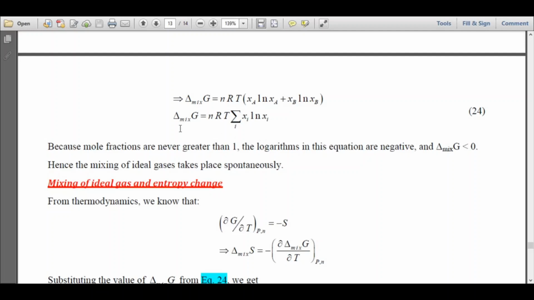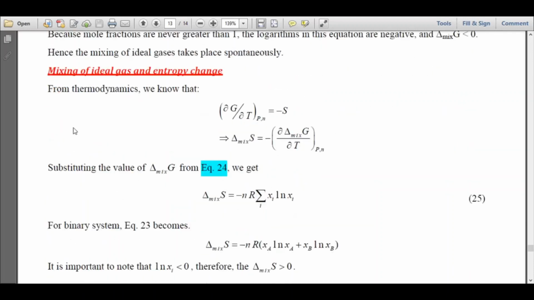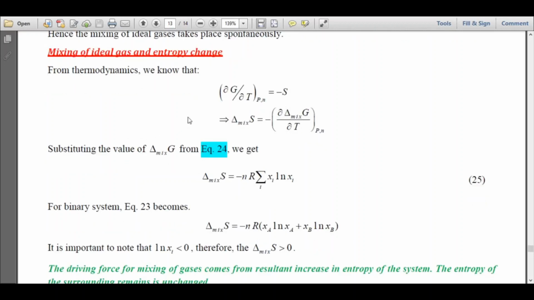That says that the mixing process is associated with a decrease in free energy. Again, that hints that the process is spontaneous in nature. Now we'll study the mixing of ideal gas in terms of entropy change. There is a relation which we discussed in the last class, relating entropy and free energy: partial derivative of free energy with respect to temperature at constant pressure and number of moles is equal to minus entropy. If I take finite change, I can write delta S mix is equal to minus partial delta G mix with respect to T at constant pressure.